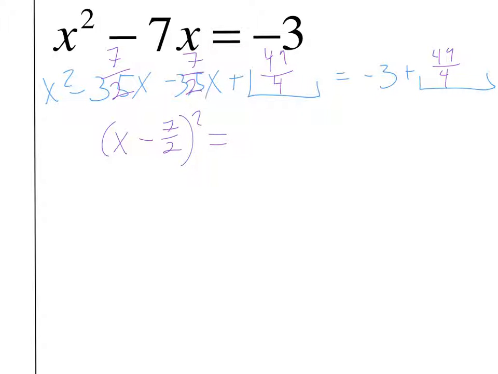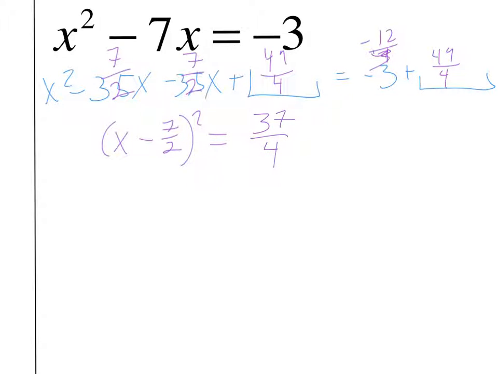And the right side, I know that negative 3 is going to be negative 12 over 3. What am I talking? That should be 12 over 4. Just to find a common denominator. Negative 12 plus 49 is going to be 37 over 4.